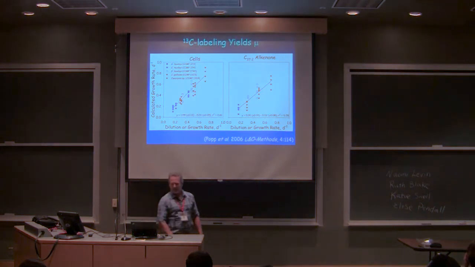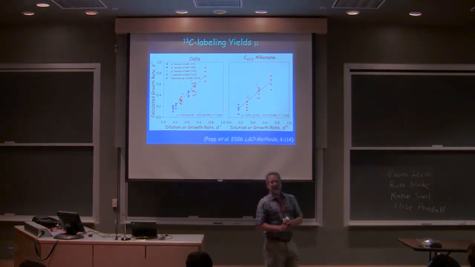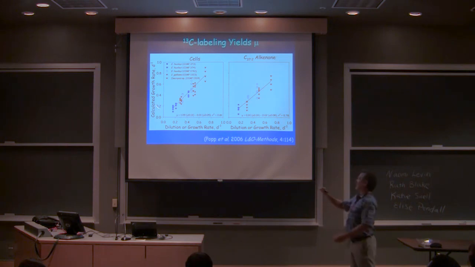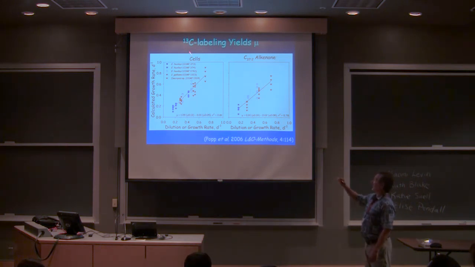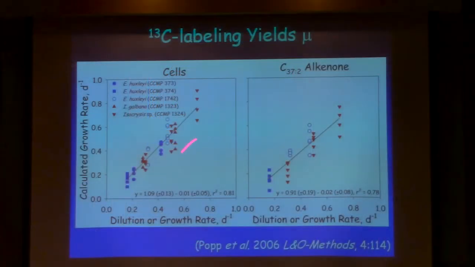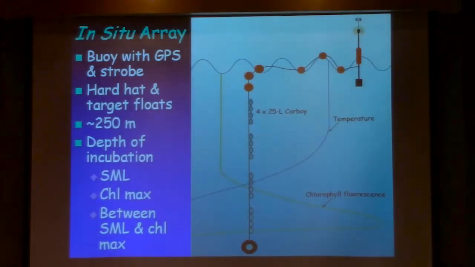Okay, here's some evidence from laboratory studies. This is a plot of calculated growth rate based on the 13C labeling of cells or of the alkanone versus the measured or set growth rate in culture. These slopes are not different from one, and it shows that we can measure the growth rate in the field of even this specific alkanone-producing haptophyte, which are 2 species in the ocean.